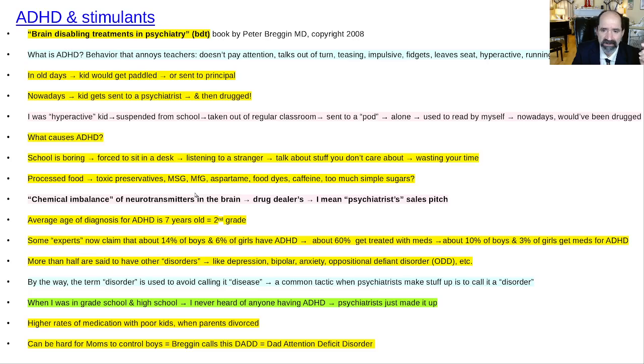The chemical imbalance theory of neurotransmitters is bogus. It's really just a psychiatrist and a sales pitch. It tricks parents into accepting putting their kid on these drugs.